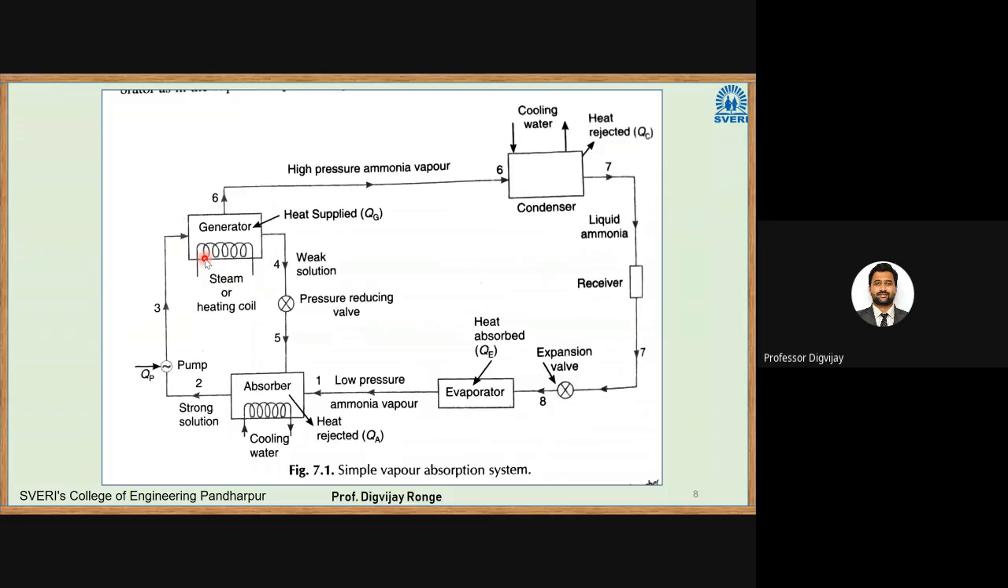Ammonia is the refrigerant, and we saw that the refrigerant's boiling point is always low and water's boiling point is higher. So in this case, as I give more heat, the substance which has the lower boiling point will evaporate first.